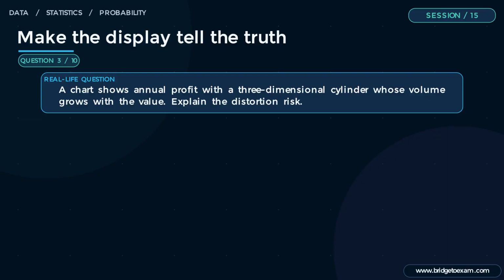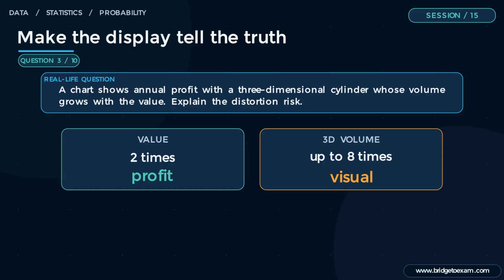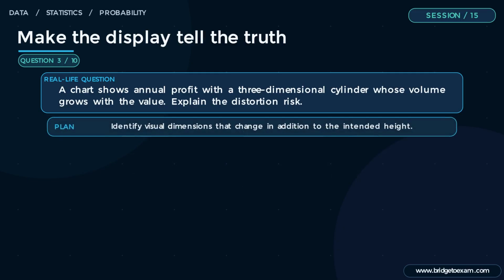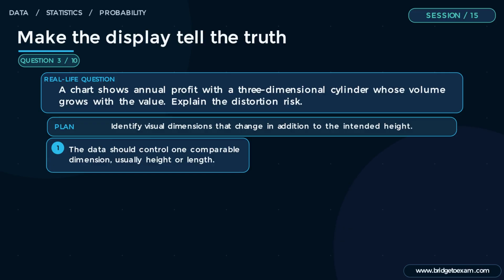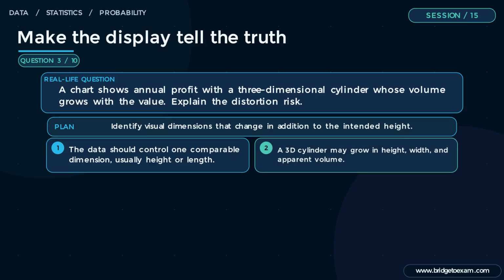Example 3. A chart shows annual profit with a three-dimensional cylinder whose volume grows with the value. Explain the distortion risk. The comparison places both cases on the same scale. Plan. Identify visual dimensions that change in addition to the intended height. Step 1. The data should control one comparable dimension, usually height or length. Step 2. A 3D cylinder may grow in height, width, and apparent volume.